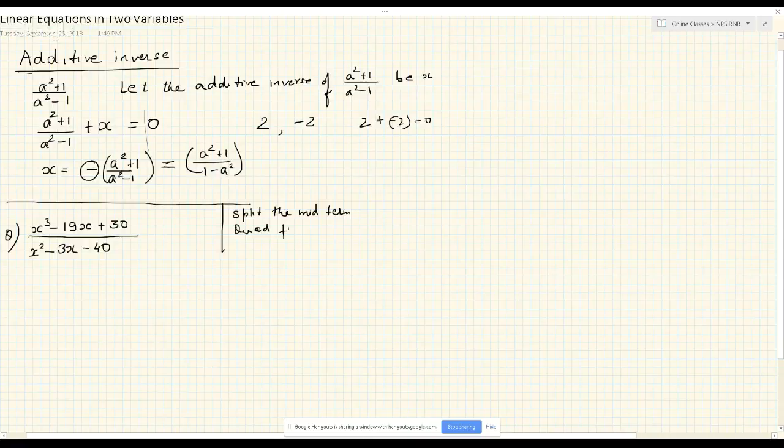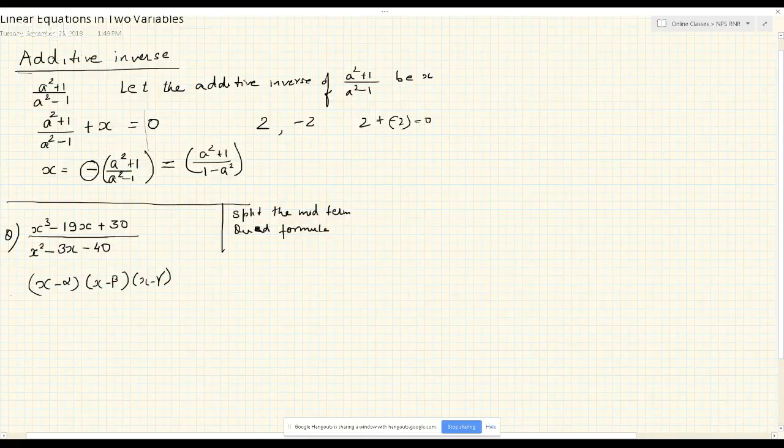Quadratic formula, we can always go to the quadratic formula and find out the roots, but here it is a cubic expression. So one trick is to see what is the root of the denominator, because at the end of the day the numerator will be something of this sort: x minus alpha times x minus beta times x minus gamma.